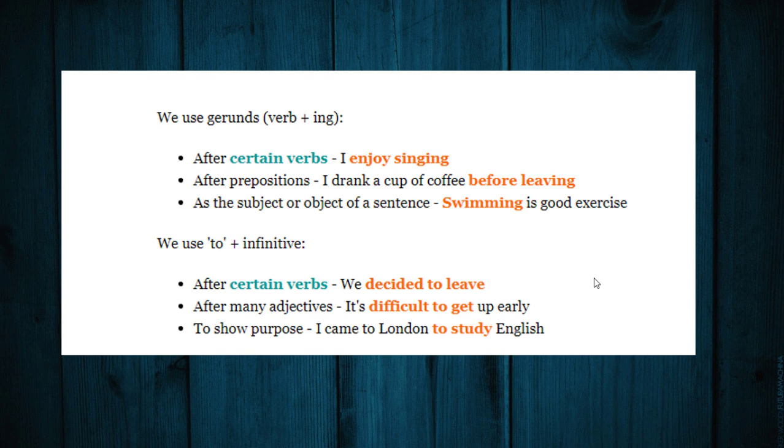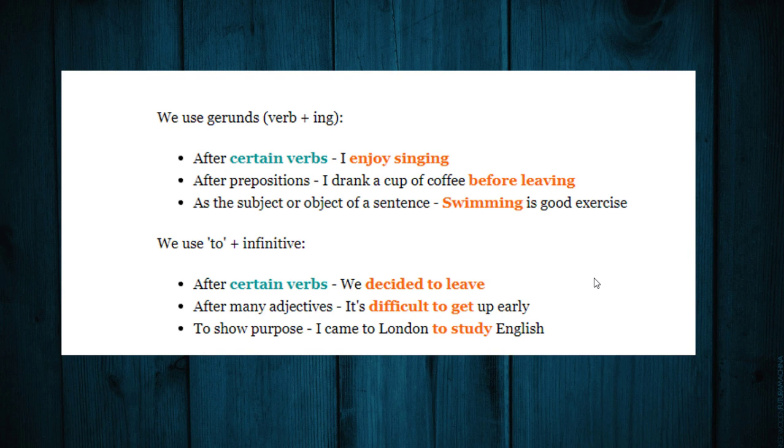Alright. Y aquí te voy a decir cuándo se usan unos que otros. So we use gerunds after certain verbs like I enjoy singing. Alright? You don't usually say I enjoy to sing. That sounds weird. Alright? After prepositions, I drank a cup of coffee before leaving.